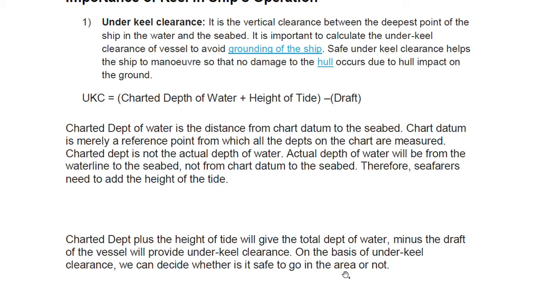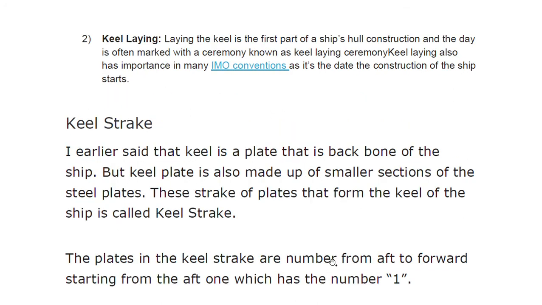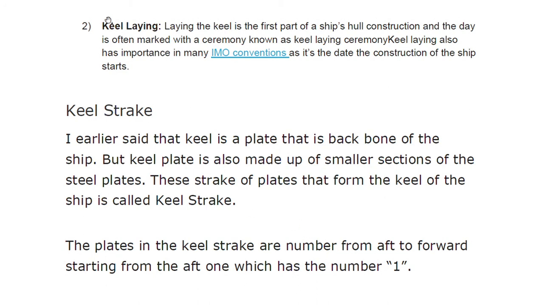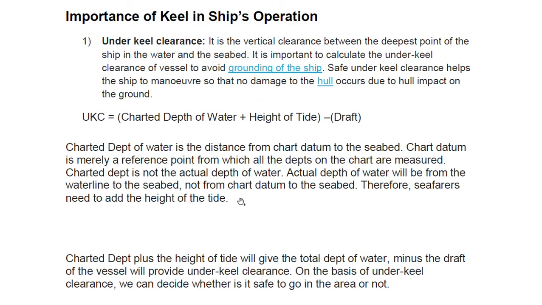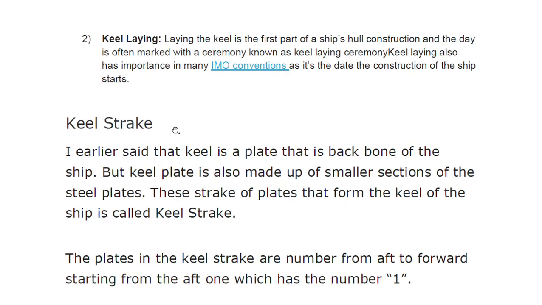On the basis of under keel clearance we can decide whether it is safe to go in the area or not. Based on this we decide. Now keel laying I have already discussed. So there were two important things. What was the importance of keel in the ship's operation was the under keel clearance, because this is a very important phenomenon for safety aspect, and they always calculate before going. And the second one was keel laying, which we have already discussed.